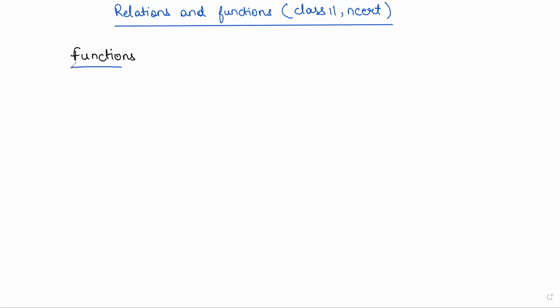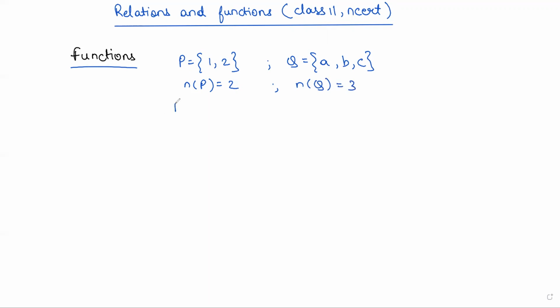Now, if you have two sets, P and Q, where P is a set of two elements, 1 and 2, and Q is a set of three elements, A, B, and C, then we know that n(P) is equal to 2 and n(Q) is equal to 3. P cross Q is the Cartesian product of P and Q. It will have 2 into 3, that is 6 elements.